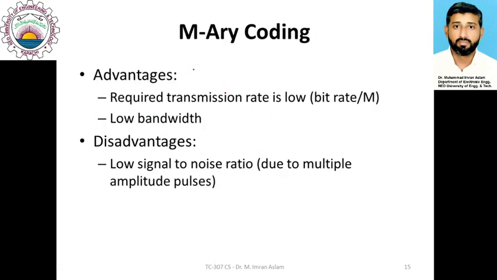The good thing related to this M-ary coding is that it requires a relatively low transmission rate, which is bit rate divided by k. Secondly, the bandwidth requirement is also reduced. For M-ary coding, we need a relatively lower bandwidth in comparison to the binary type. However, it has a disadvantage as well, because it has a relatively low signal to noise ratio, and secondly, it can have a relatively higher probability of bit error during transmission.